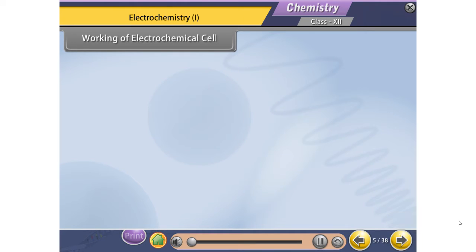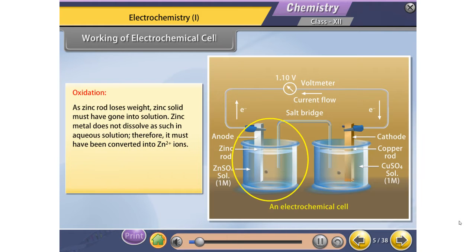Working of electrochemical cell. Oxidation. As the zinc rod loses weight, zinc solid must have gone into solution. Zinc metal does not dissolve as such in aqueous solution. Therefore, it must have been converted into zinc ions. Zinc undergoes oxidation into zinc ions.